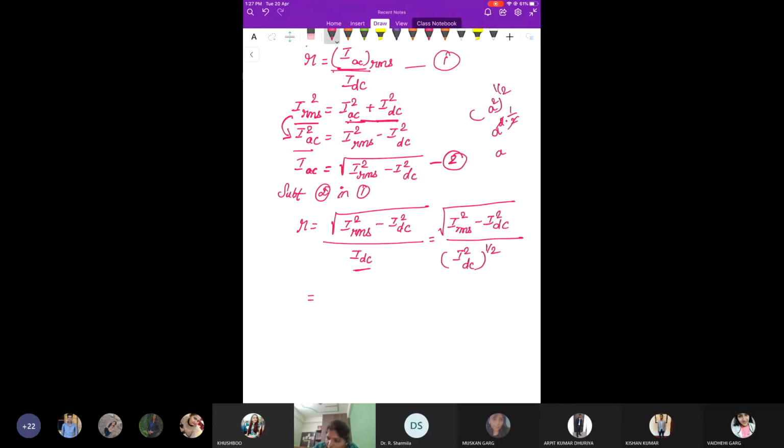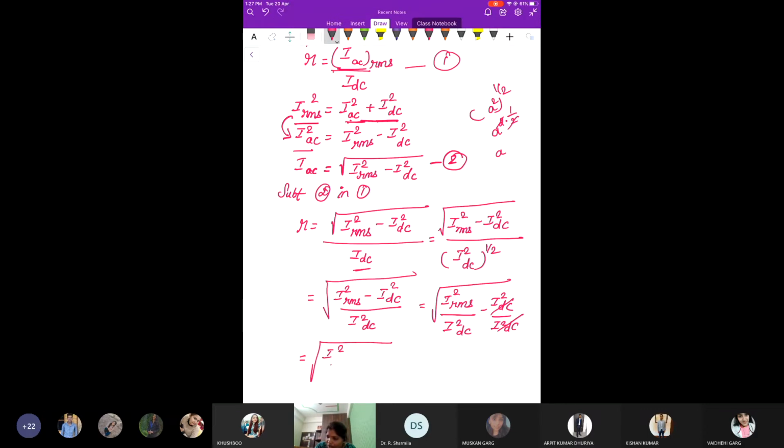Okay, so now in the denominator also I am having a root. So I can write I²_RMS. I am just going to take the common root for the numerator and denominator term. So I will get I²_DC. Now I am going to make a simplification. I can write I²_RMS divided by I²_DC minus I²_DC by I²_DC. So these two terms get cancelled. You will get 1. So you will get I²_RMS divided by I²_DC minus 1.